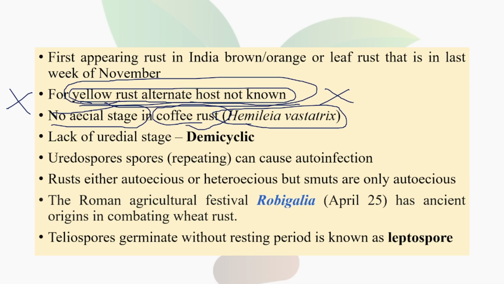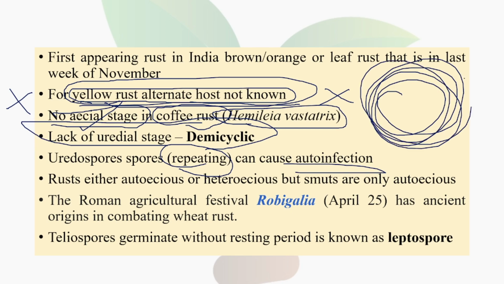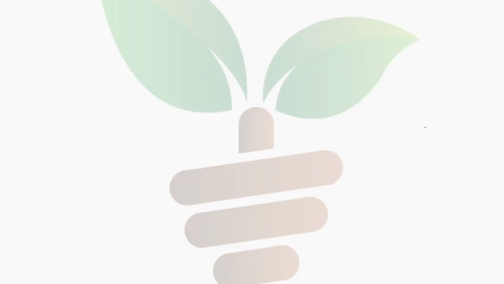But generally in coffee rust, the aecial stage is absent. We cannot say absent, it is not identified so far. There might be one there also, but it was not identified so far. And if you see, it is demicyclic, lacking the uredial stage. Urediniospores we can also call repeating spores, and they can cause auto infection. Urediniospores, repeating spores, keep on repeating, multiple spores are produced, and again it can cause infection. I will show you.